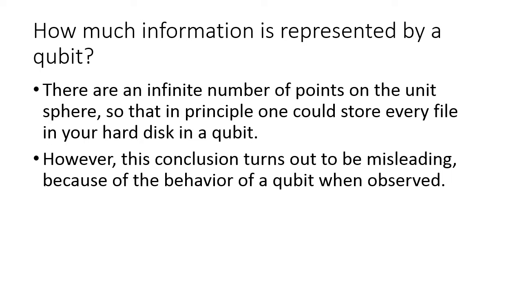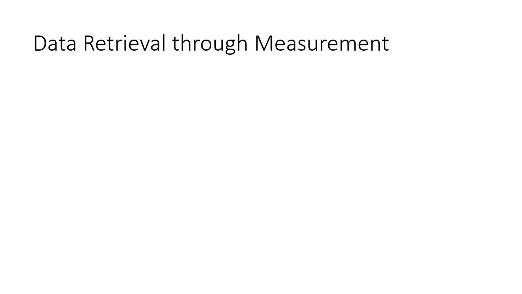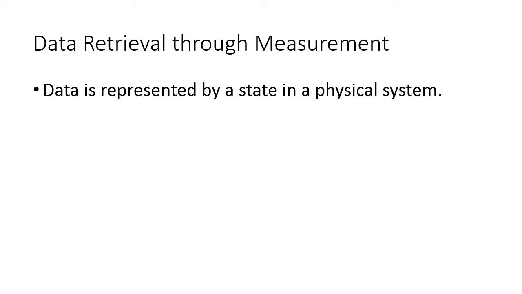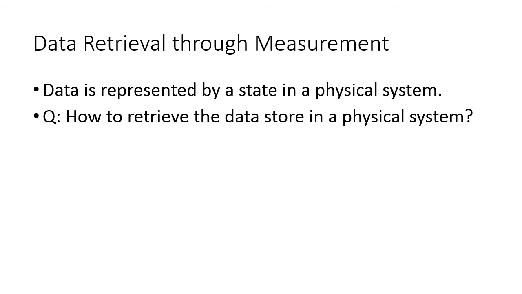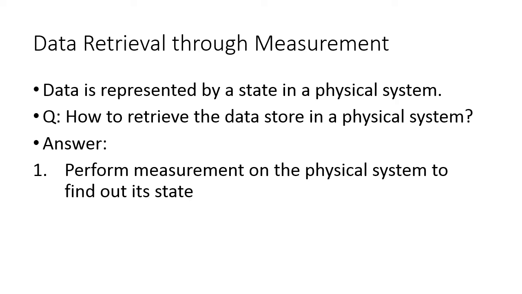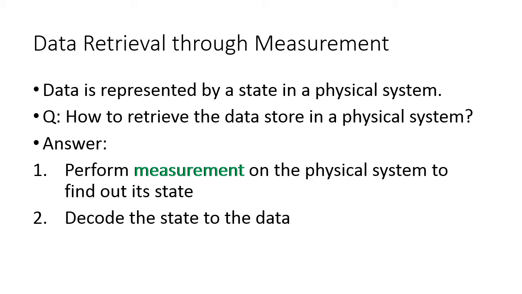However, this conclusion turns out to be misleading because of the behavior of a qubit when it is observed. Even though we can store infinite amount of data in a single qubit, how can we retrieve those data? Data is represented by a state in a physical system. So to retrieve those data, we need two steps. First, we perform measurement on the physical system to find out its state, and then we decode the state to the data. And measurement is very important in order to understand the configuration of the system.